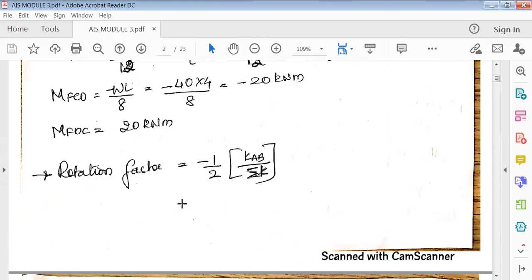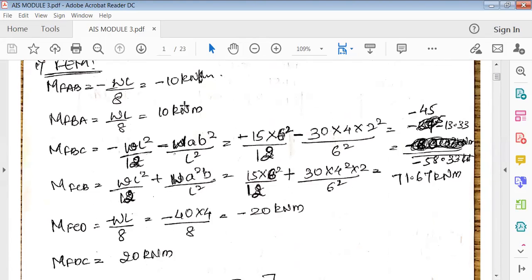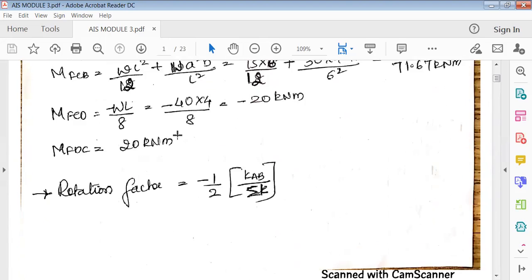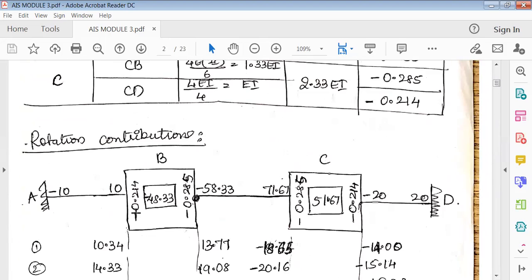Now see here, you have calculated fixed end moments initially. So all the fixed end moments should be shown here. So at A, MFAB, you have to just draw. See, it is like a beam. Only you're going to magnify joint B and C with the boxes. All right, so at joint A it is minus 10, plus 10.